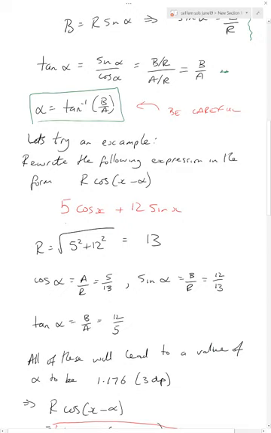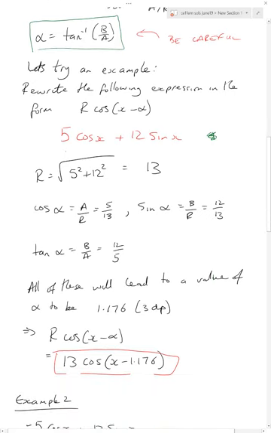Rewrite the following expression in the form r cos(x minus alpha). And the expression is this: 5 cos x plus 12 sin x. So a is 5 and b is 12. So r is simply going to be root of 5 squared plus 12 squared, 13. Cosine of alpha, a over r, is 5 over 13, and sine of alpha is 12 over 13, which would lead tan of alpha to be 12 over 5. All of these will lead to a value of alpha to be 1.176 to 3 decimal places.